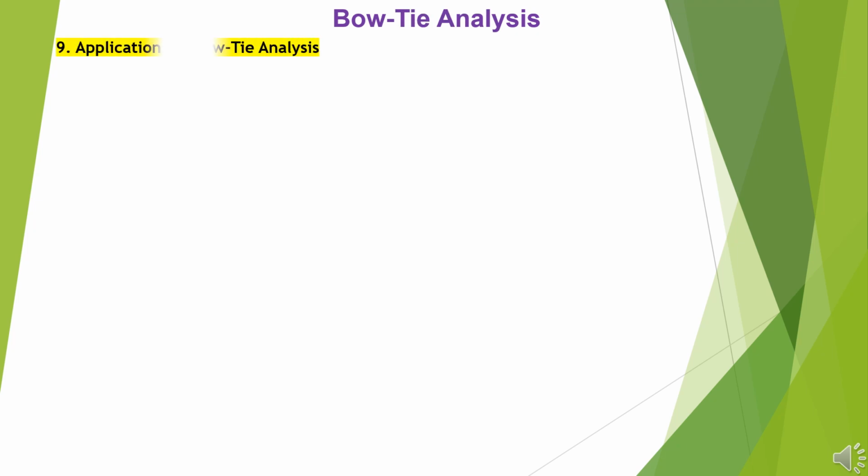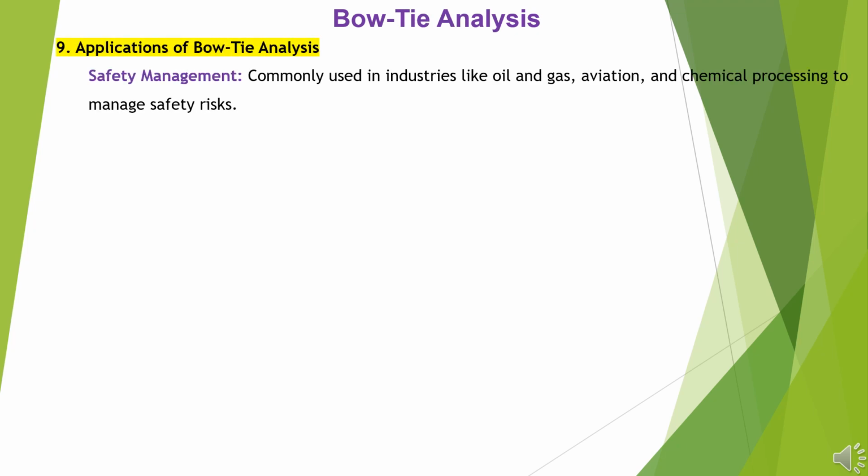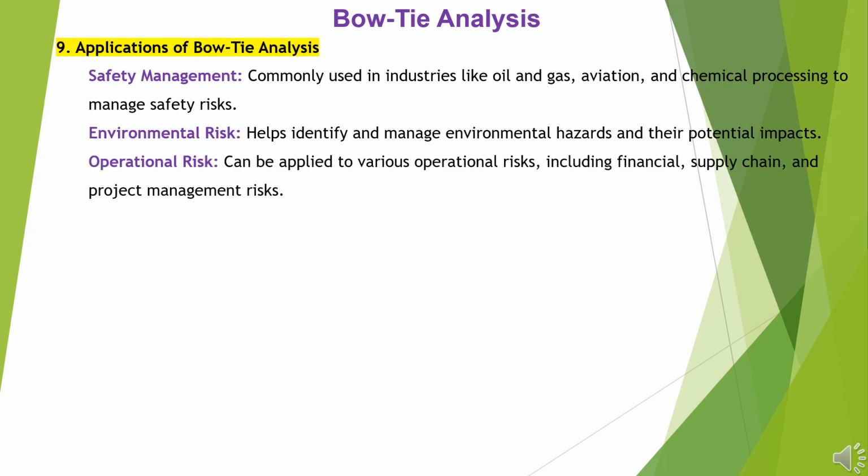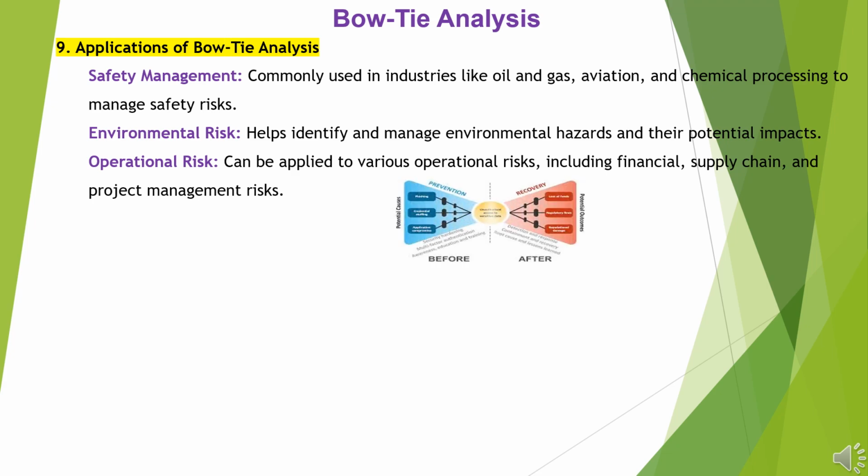9. Applications of BowTie analysis. Safety management: commonly used in industries like oil and gas, aviation, and chemical processing to manage safety risks. Environmental risk: helps identify and manage environmental hazards and their potential impacts. Operational risk: can be applied to various operational risks, including financial, supply chain, and project management risks.